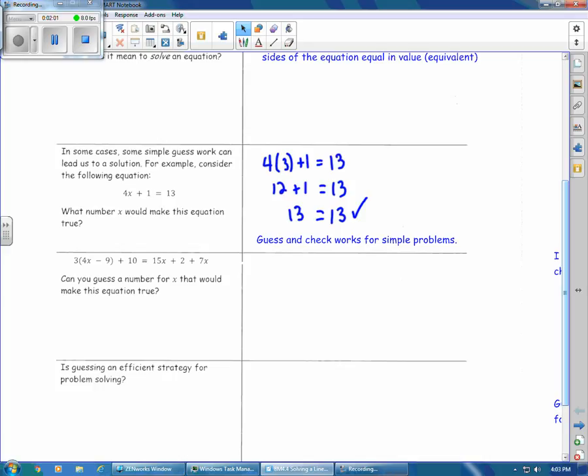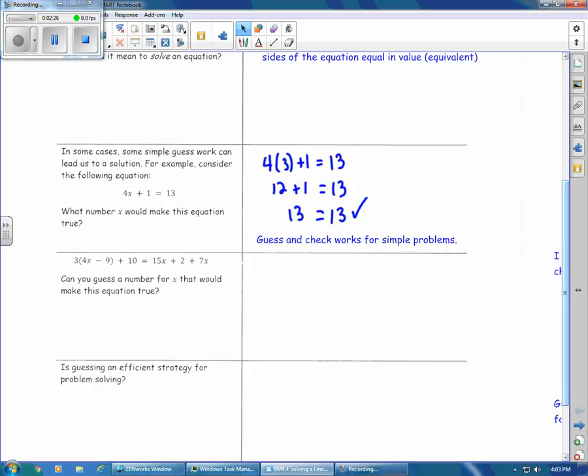What about when we have a complex equation? What if we're looking at something like 3 times the quantity 4x minus 9, plus 10, is that equal to 15x plus 2 plus 7x? Could we guess a number for x that would make this equation true? I don't know about you, but I don't think I can. I can't guess and check with how much work that would be.